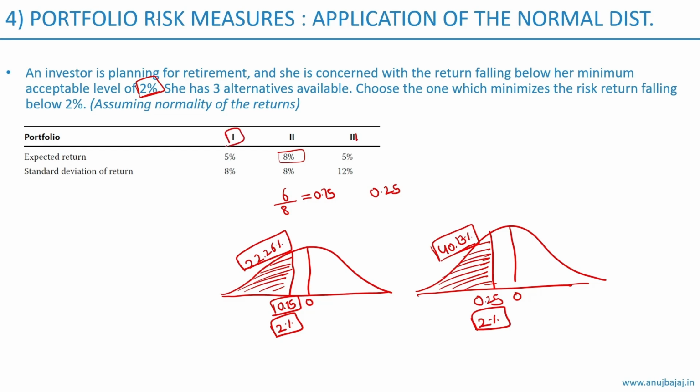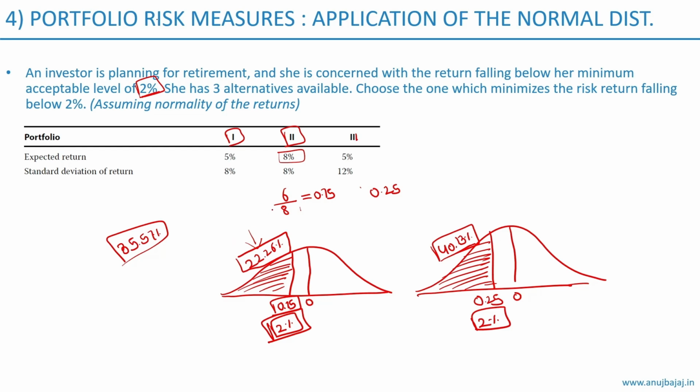So for the first portfolio, the probability was 35.57%. So of the three portfolios, the portfolio which minimizes the probability of return falling below 2% is the best option. So portfolio 2 is the best alternative available. The portfolio with the lowest probability is the correct option.